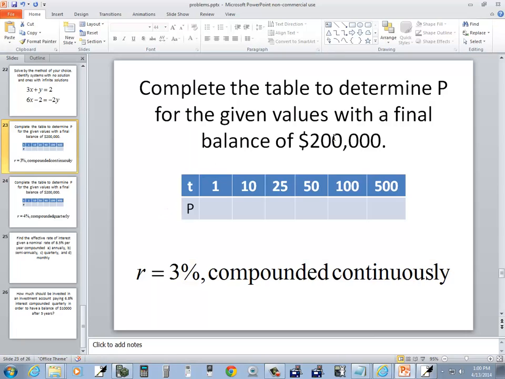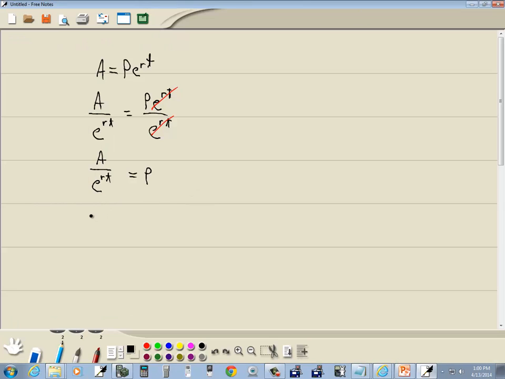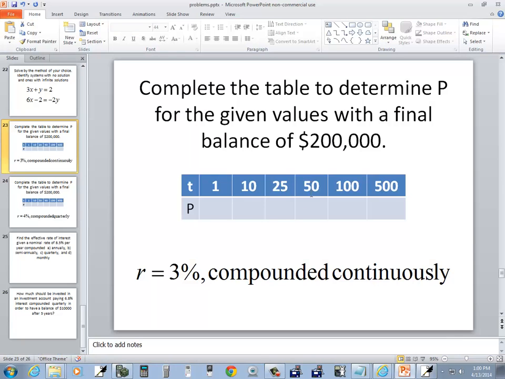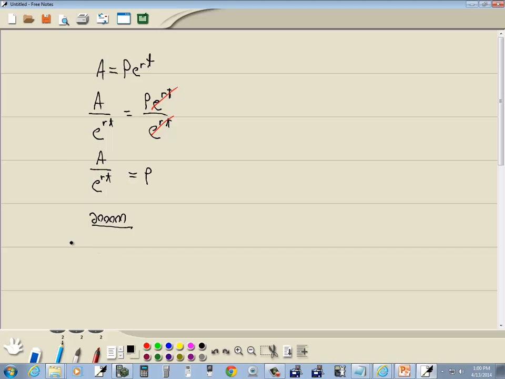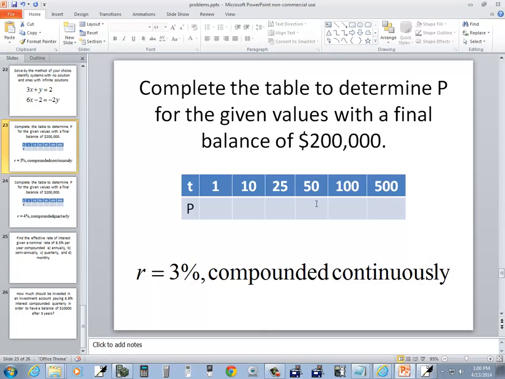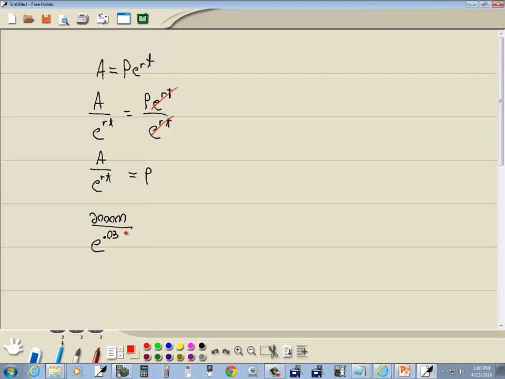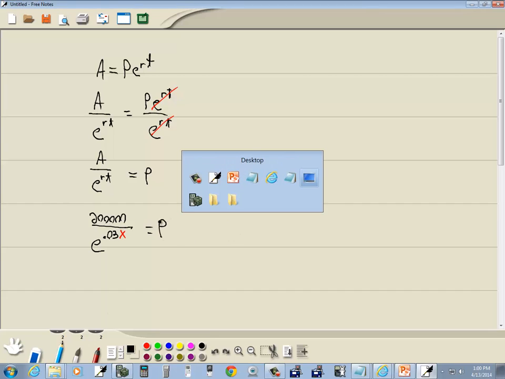Let's see what they give us. Final balance of 200,000. Rate is 3%. So we're going to have 200,000 over e to the 0.03 T. T is what changes, so that's going to be our variable. So I'll put an X there, and that's going to equal P. Let's go put this in our calculator.